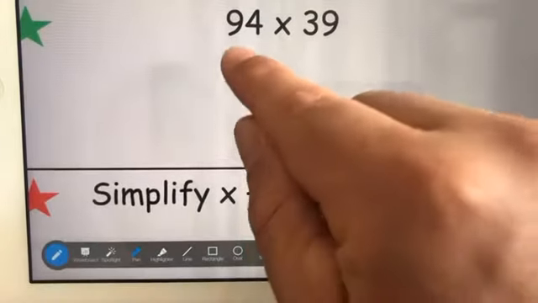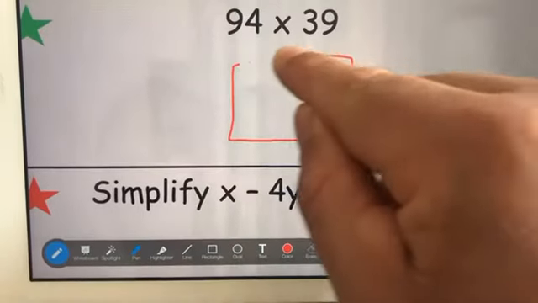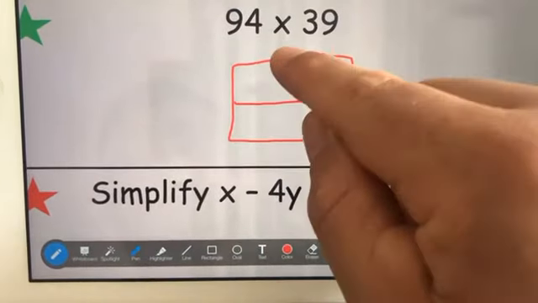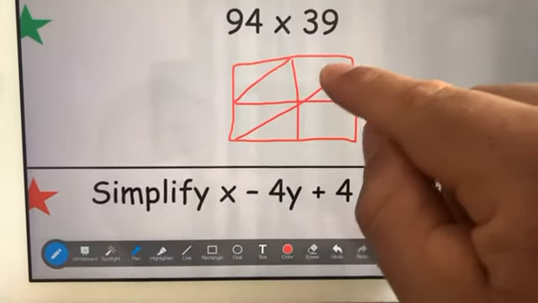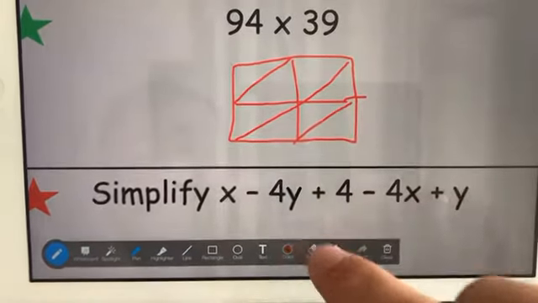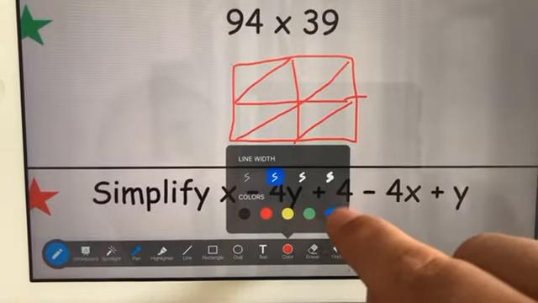94 times 39. Again, get a method that works for you. It's the most important thing you can do. You don't have to get the one the teacher's showing you. That's not crucial. You just get something that works for you. So I'm going to go with the Chinese grid method.